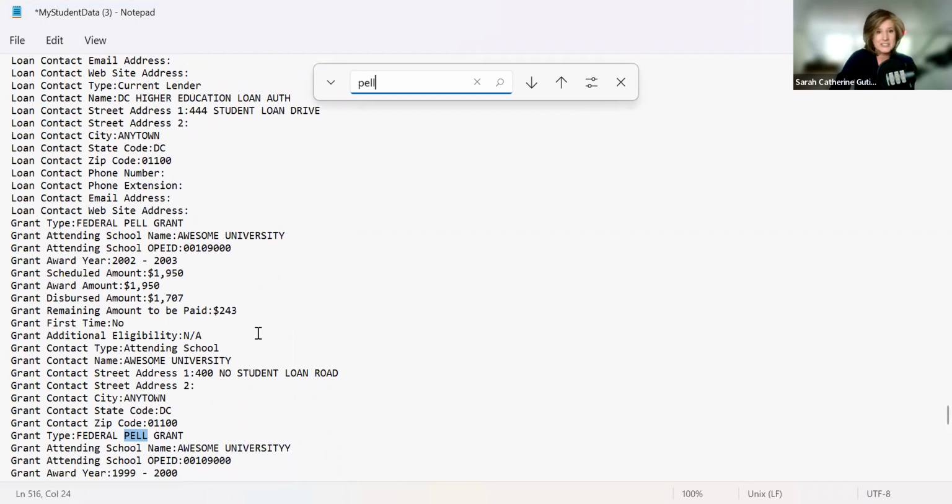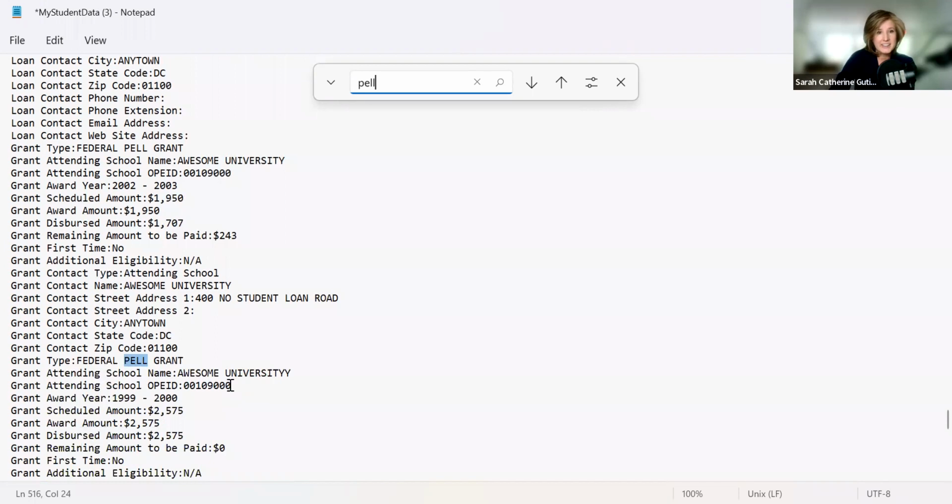Okay. So it looks here like, yes, we do. We have a Pell Grant. We searched the document and it found us our Pell Grant. We can see when it was issued, to what university it was issued. Boom. So here's why this is important.